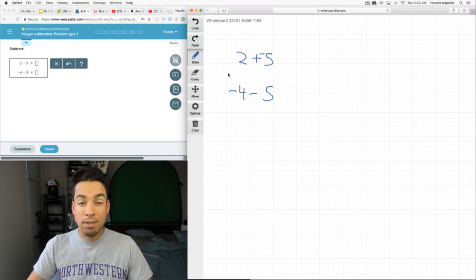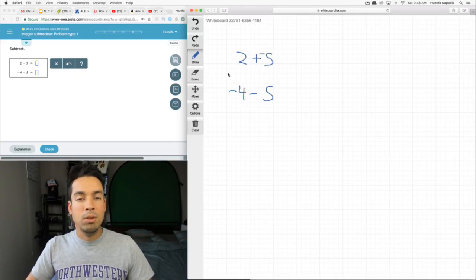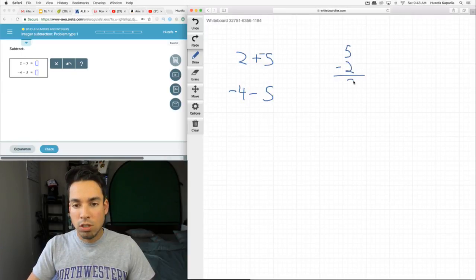2 is being added to a -5. So they're not on the same team. We look at it as a subtraction problem. It's really just like 5 minus 2, which is 3. But since the negative number dominated, this final answer is going to be -3. So 2 plus -5 is -3.